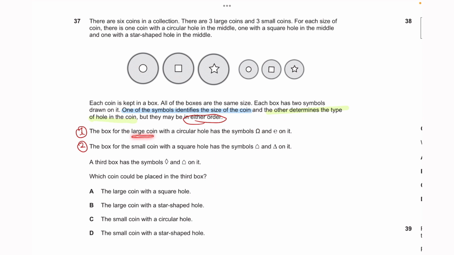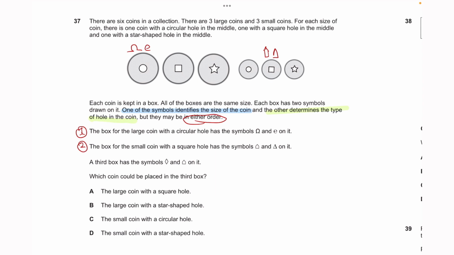So we've got the large coin with a circular hole has omega and E. So let's write that down, omega and E on it. And for the second box, it says the box for the small coin with a square hole. So for this one here, we've got a pentagon and a triangle on it. Now it says a third box has the symbols diamond and pentagon on it. Which coin could be placed in the third box?